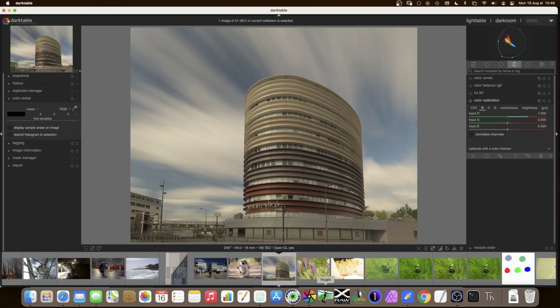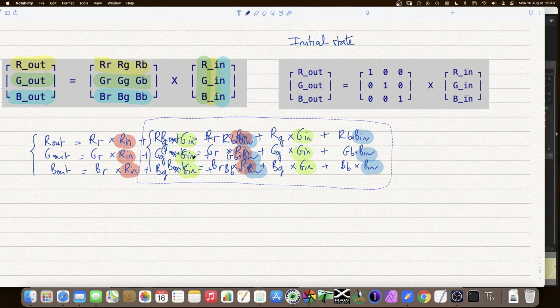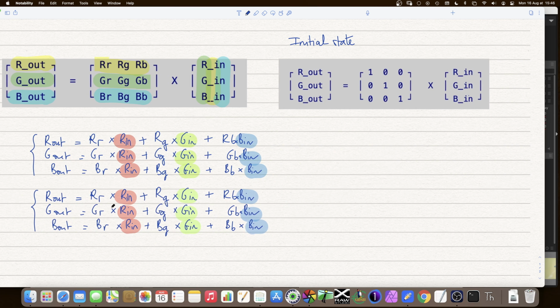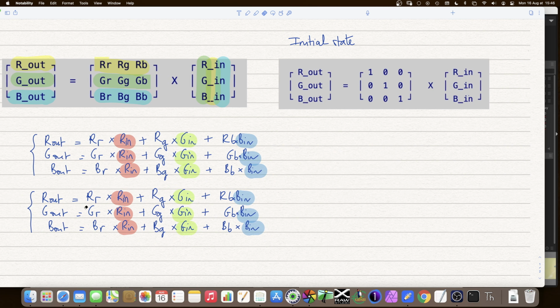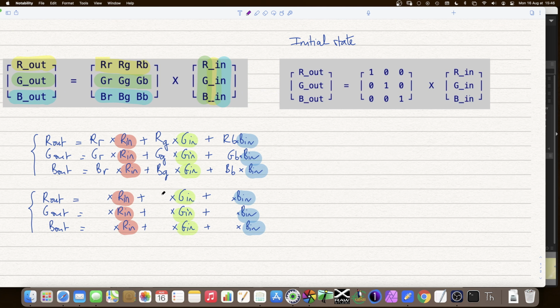So let's have a look at how to get the channel mixer to do nothing. The idea would be to find 9 numbers, because there are 3 sliders in each tab, so that it doesn't do anything. Which means red in equals red out, green in equals green out, and blue in equals blue out. Well, what would you put in there?